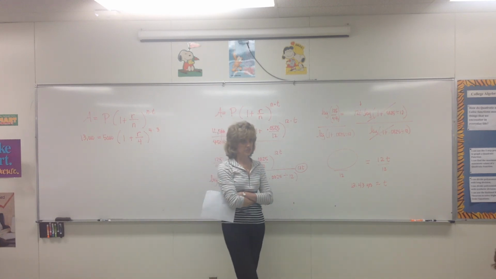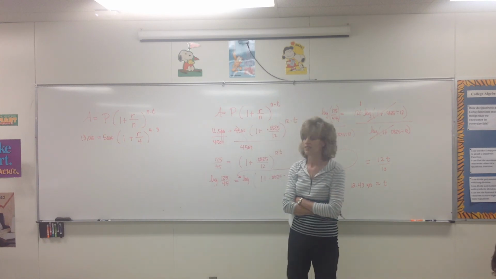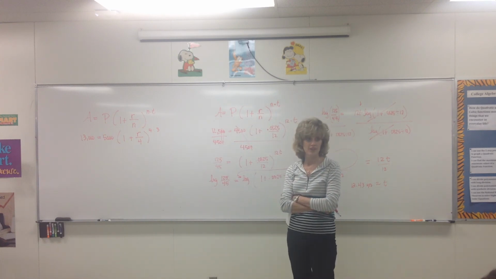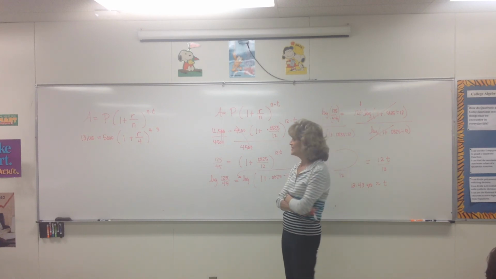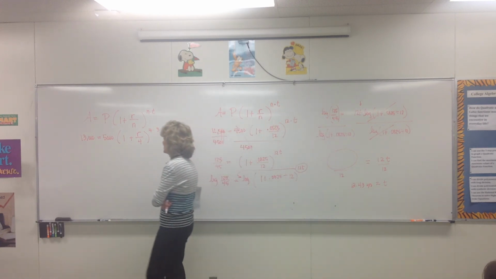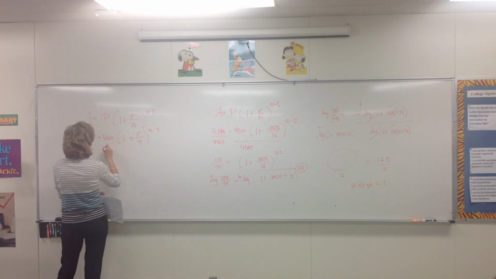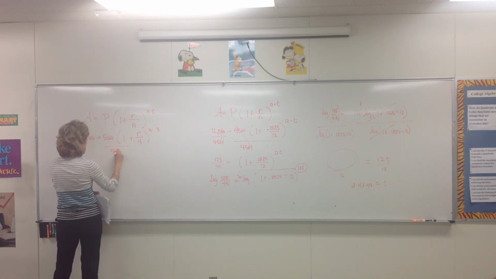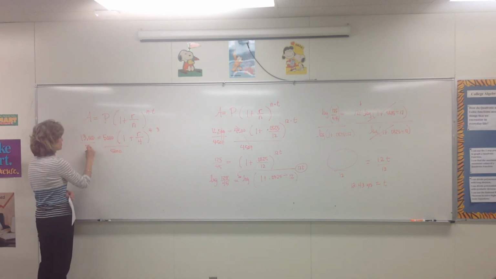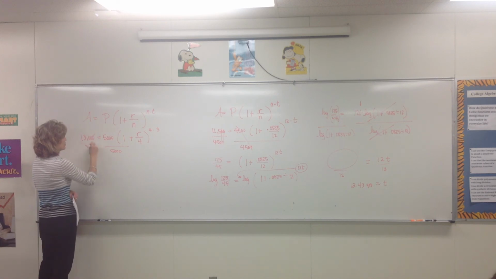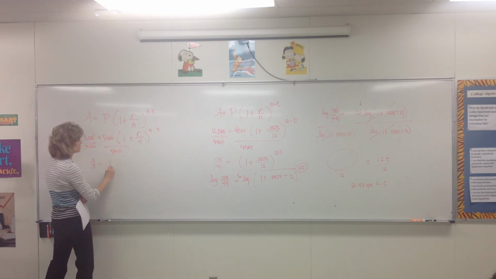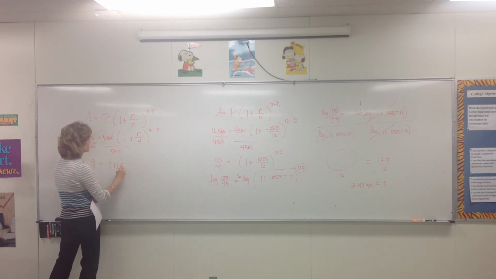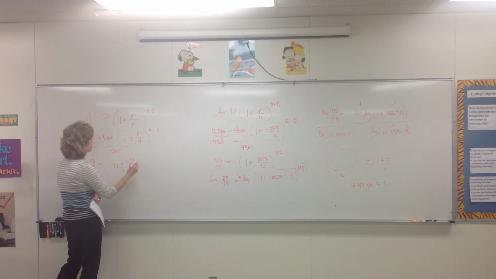Is this an exponential equation? No. It doesn't have a variable in the exponent. So on this one, solve for r. If you divide both sides by 5,000, 13/5 equals 1 plus the interest rate divided by 4 raised to the 12th power.